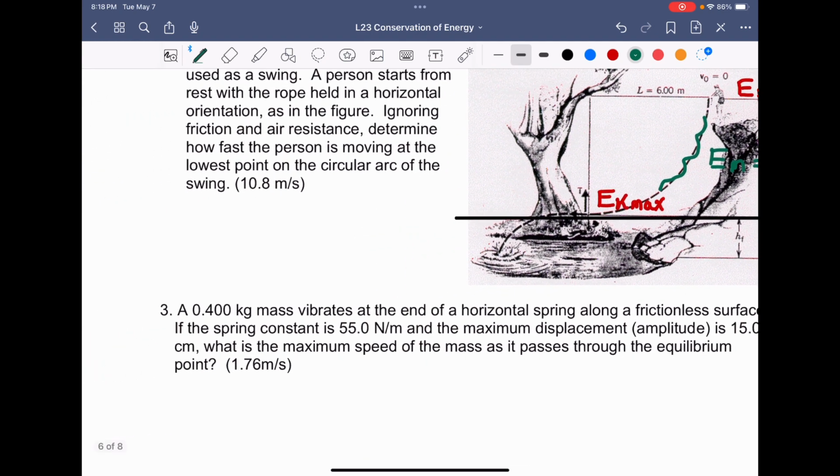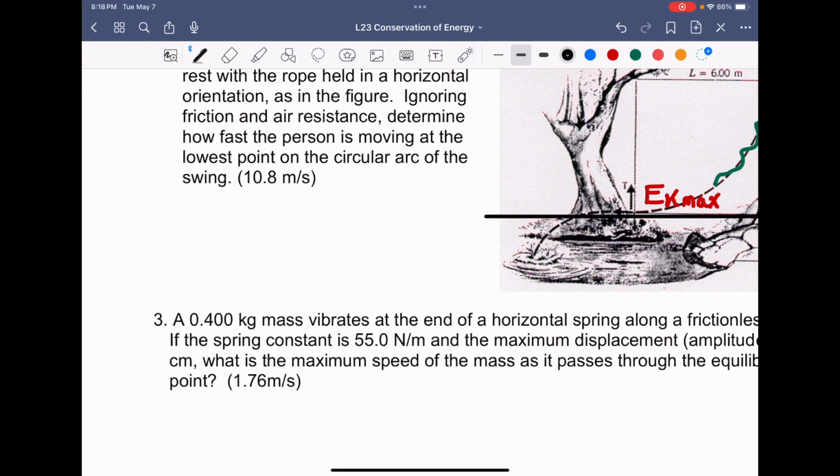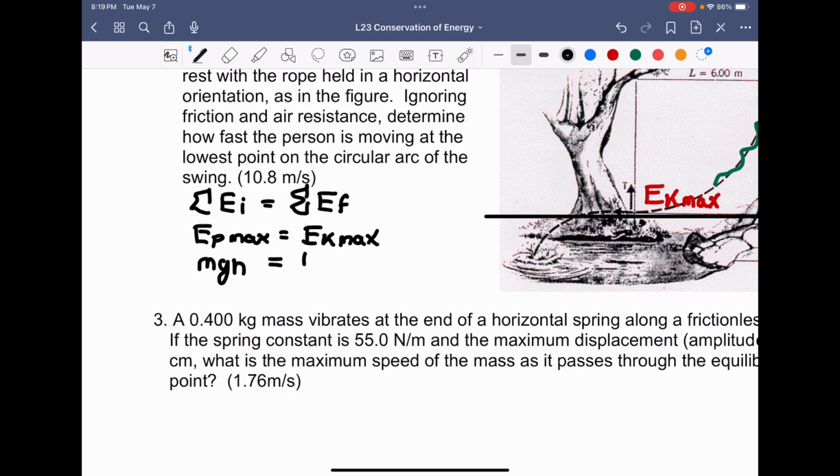Now, the nice thing is this creates a really nice equation for us. The sum of the initial energies equals the sum of the final energies. Our initial energy is equal to EP max. Our final energy is equal to EK max. I'm going to substitute off my formula sheet, mgh, which is equal to 1/2 mv squared.